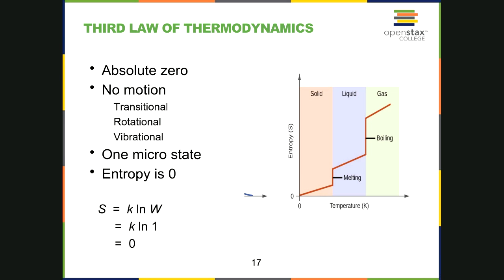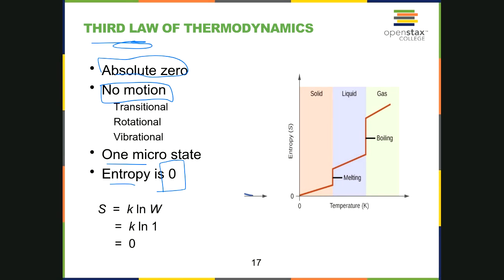Okay, now we're to our third law of thermodynamics. Make this slide a little smaller. Okay, there we are. So, third law of thermodynamics, remember, one more time, got to keep the numbers with the law, says that when we're at absolute zero, there is no motion in our molecule. Therefore, there's only one microstate, and the entropy is zero. So, absolute zero, no motion, one microstate, entropy is zero.